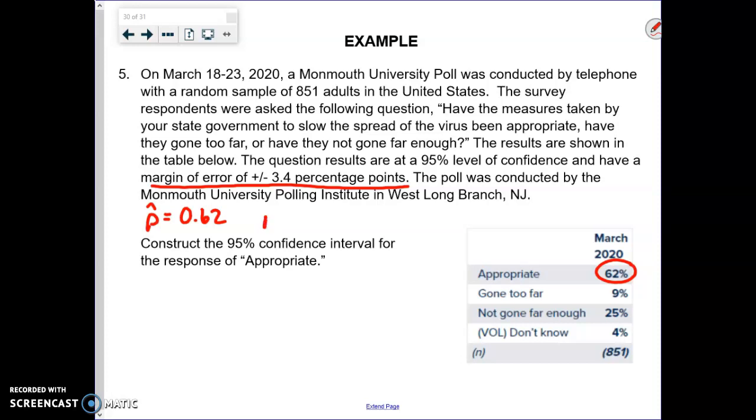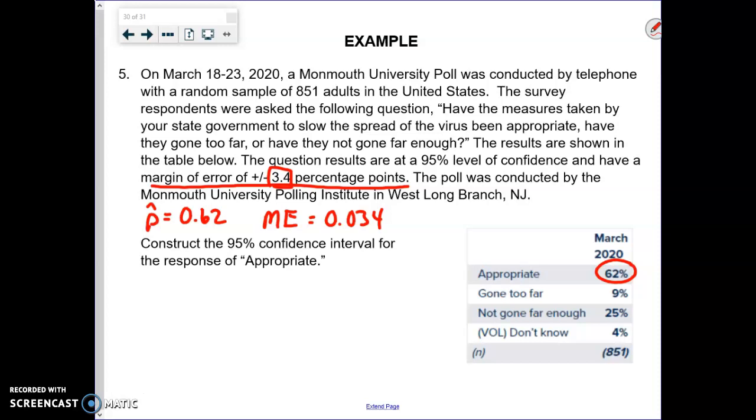So our margin of error here, and a percentage point is just a percent, is 3.4%. Well, I should say this. The margin of error is 3.4%, but we need to write that as a decimal from 0 to 1. So that's 0.034. Make sure you, again, this is a percent. 3.4 is a percent. We need to change it over to a decimal in order to add it to and subtract it from p hat.